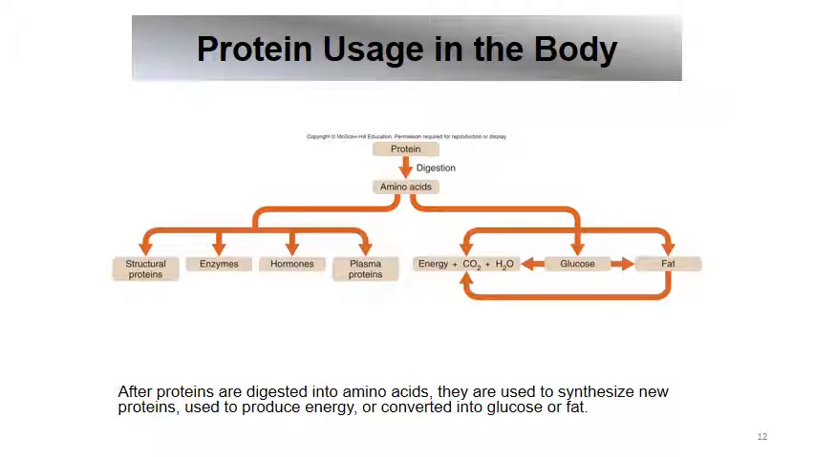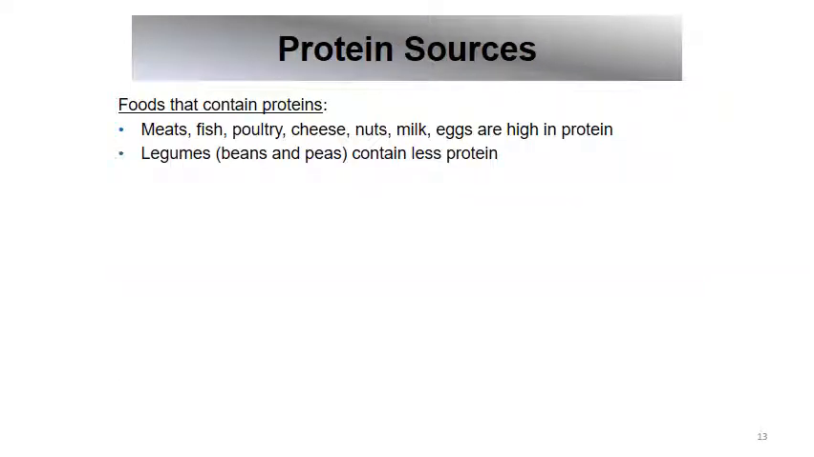So yeah, after proteins are digested into amino acids, either the amino acids can be used to produce energy, or you can use the amino acids to make different proteins, or if it's too much in the body, too much of anything can get converted to fat, or it's saying into glucose as well. Protein sources, foods that contain these proteins: animal products, some plants here, beans, peas. Plant products contain less protein though.